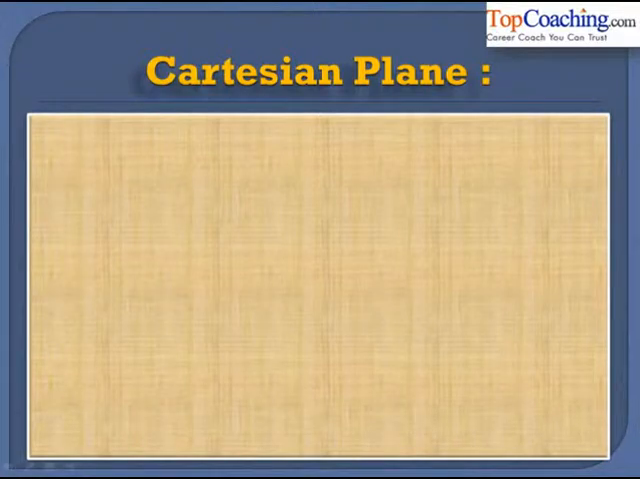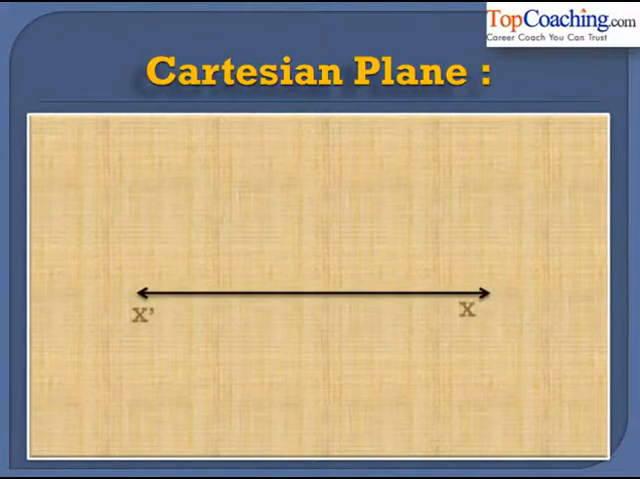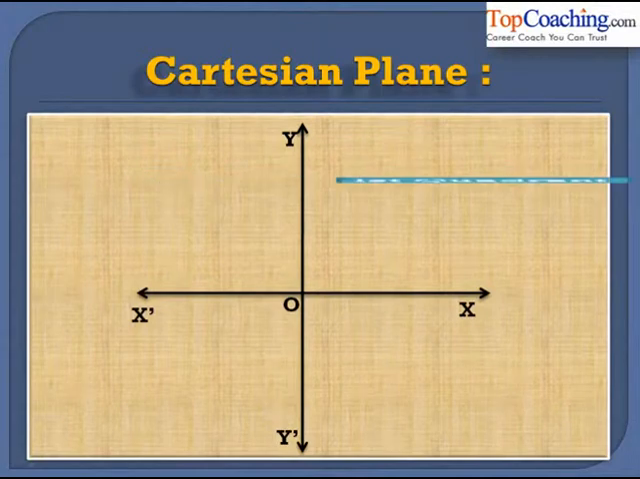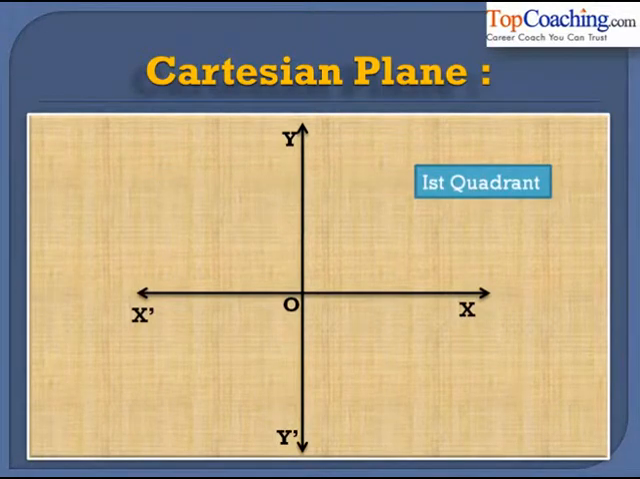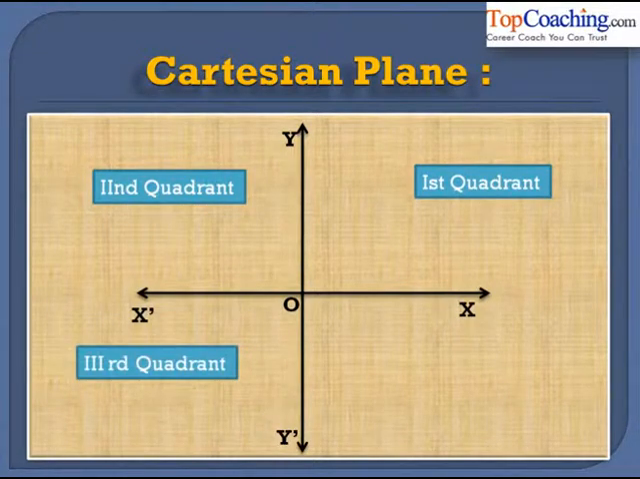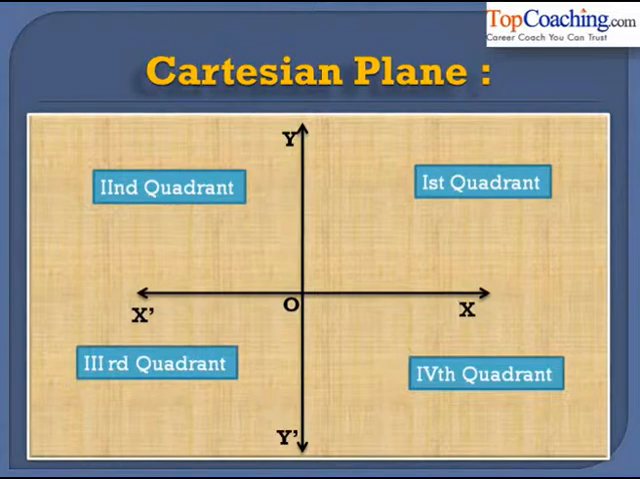Now let's study the Cartesian plane, which is the plane in which we would be working. Consider this line, which is X X dash, the horizontal axis, and similarly the vertical axis, which is Y Y dash, and O is the point of intersection of these two axes, known as the origin. You can clearly see that these lines divide the entire plane into four parts, such that this part is known as the first quadrant, this part the second quadrant, this part the third quadrant, and this part the fourth quadrant.